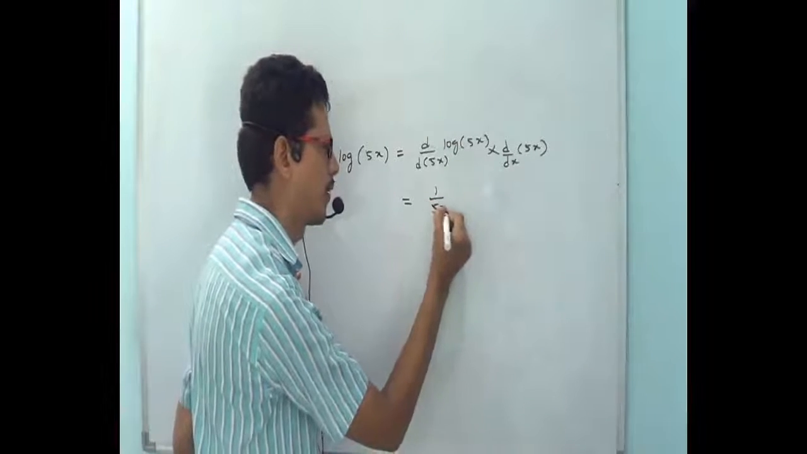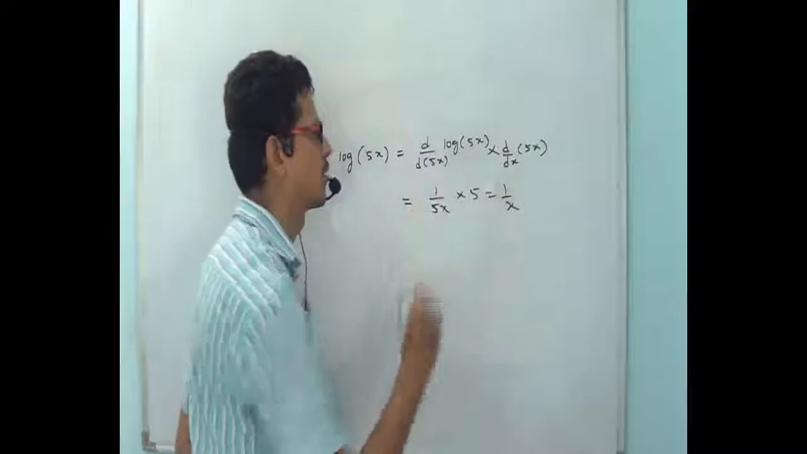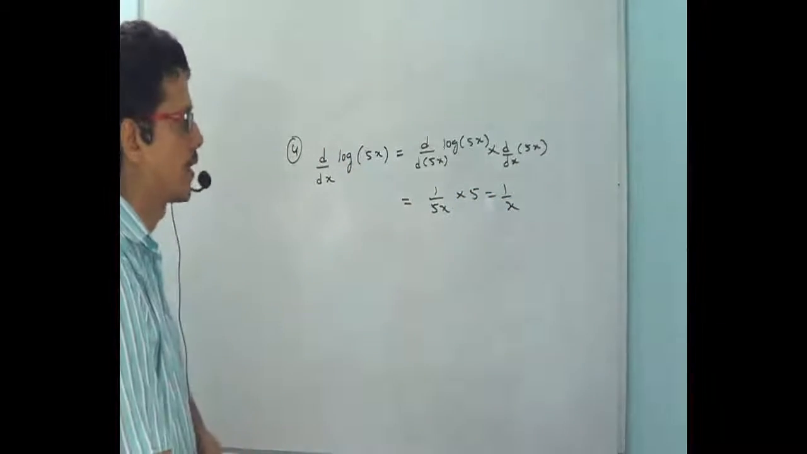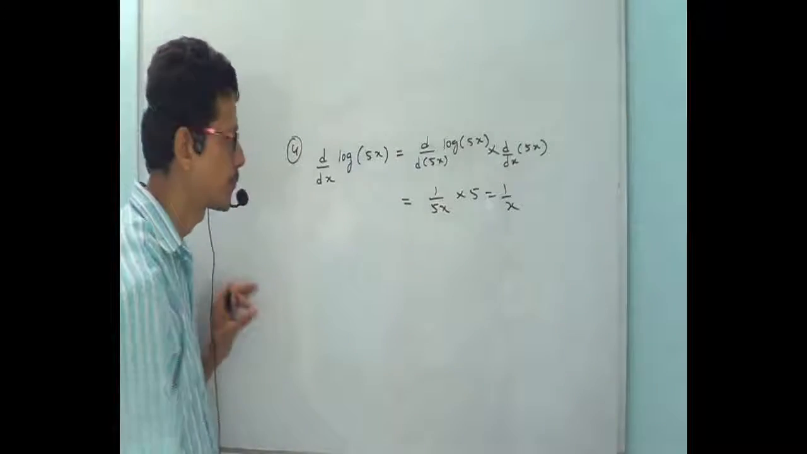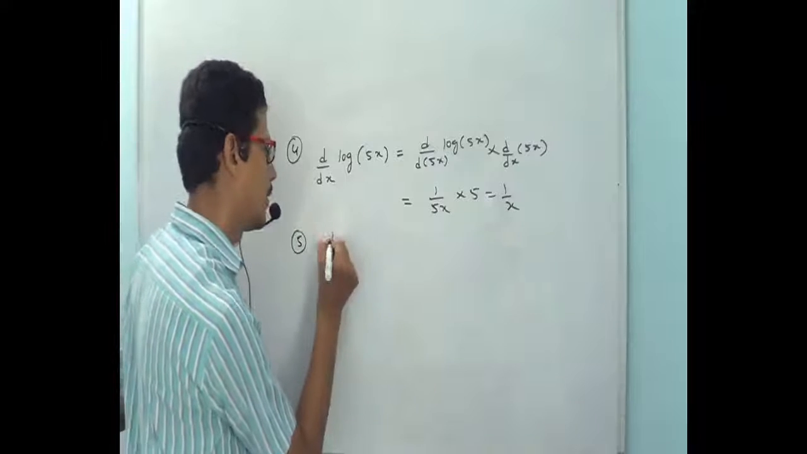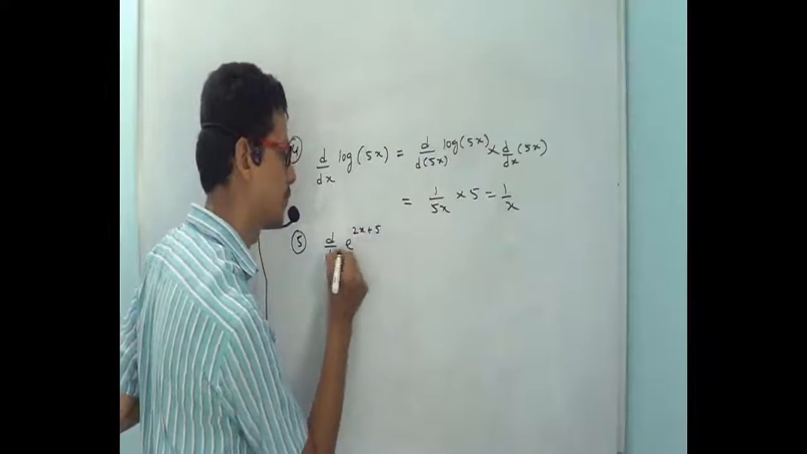This is just 1 by 5x. And what is the derivative of that 5x? So the final answer is 1 by x. Final answer is 1 by x. So for this kind of problem I will give one more: d by dx of e power 2x plus 5.